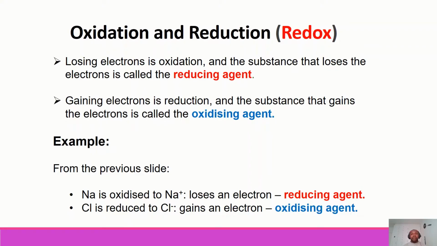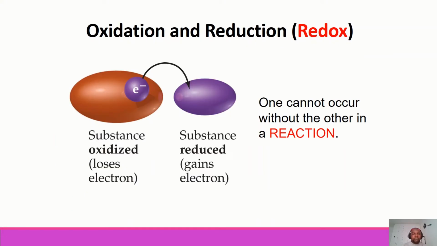So I take that again. From our previous slide, you see that sodium is oxidized. That is, sodium loses an electron. Therefore, it is called a reducing agent. In our previous slide also, we see chlorine is reduced to the chloride ion, and that means that it gains an electron. That means chlorine is an oxidizing agent. Please take note of that so that we don't confuse these definitions.